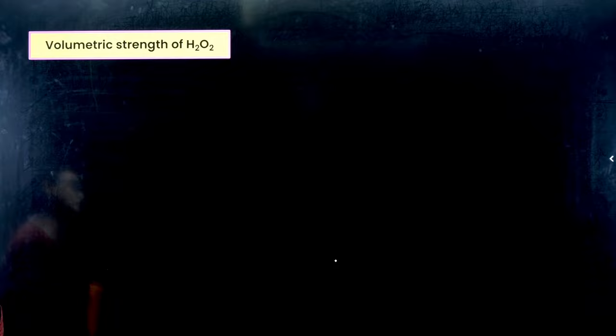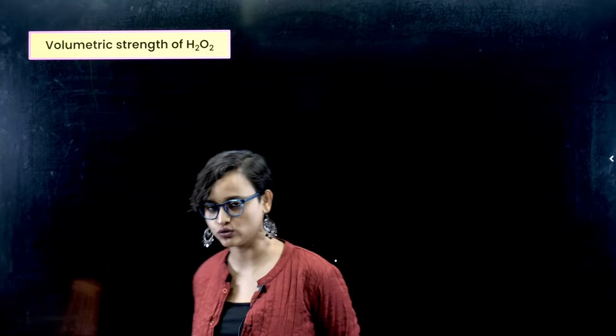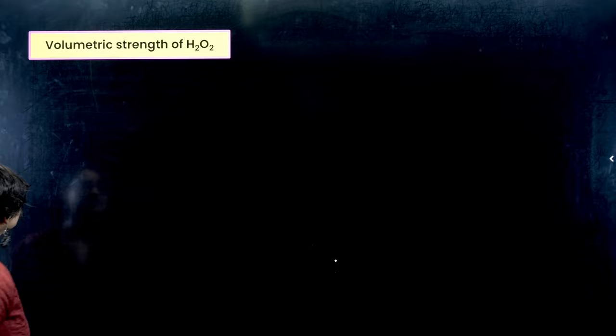So this is the last topic of this chapter, and that is volumetric strength of H2O2, that is volumetric strength of hydrogen peroxide. Very easy peasy, not so difficult.